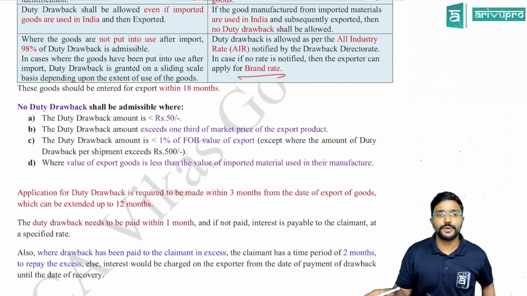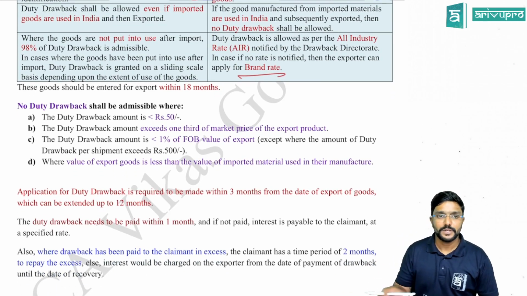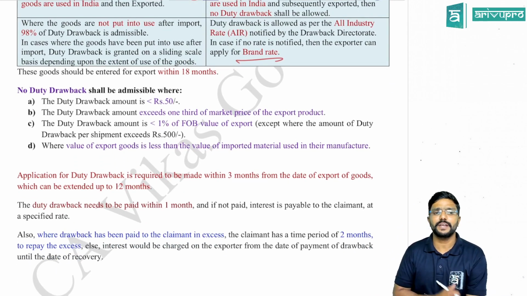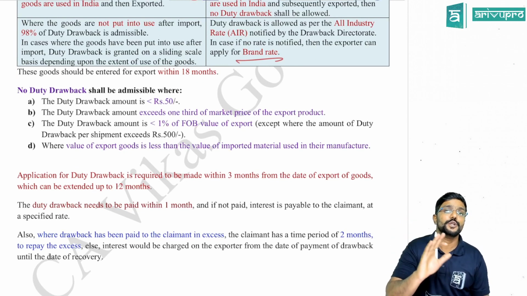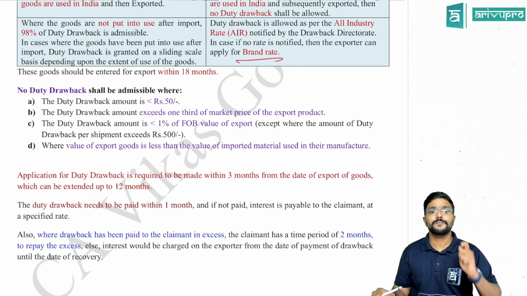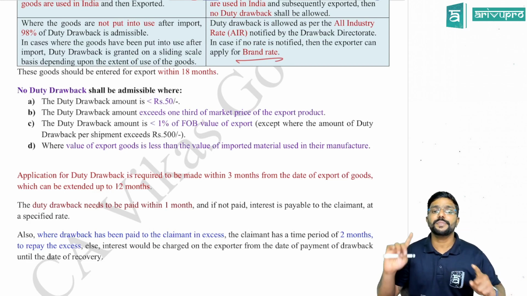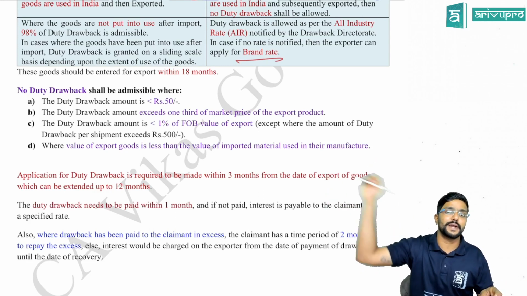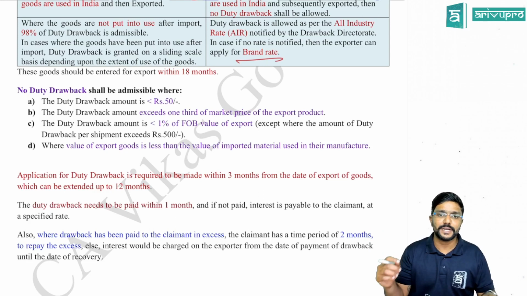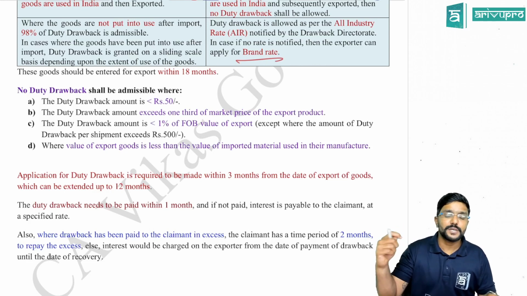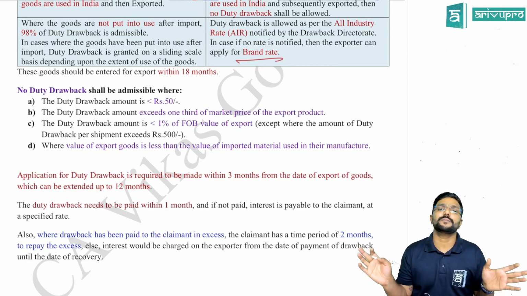Then no duty drawback shall be admissible where the duty drawback amount is less than 50, in any of these cases, guys, even if all conditions are satisfied. In any of these cases, duty drawback will not be given: if the amount of duty drawback is less than 50, or the duty drawback amount exceeds 1/3 of the market price of the export product. The duty drawback amount is less than 1% of the FOB value, but if the amount per shipment is more than 500, then I can claim duty drawback.